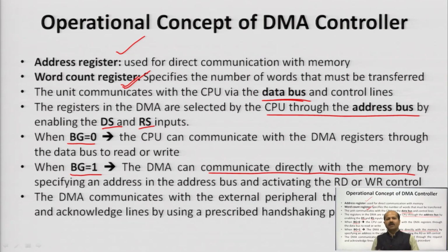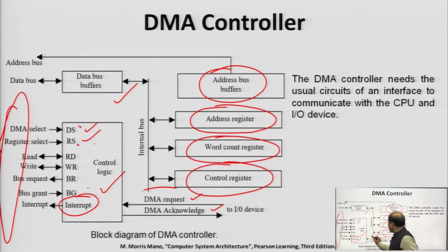So, buses are used by the DMA when the BG signal is 1, and the DMA communicates with the external peripheral through the request and acknowledgement lines. As you have seen, these two lines are basically used to communicate with the IO device. The DMA can communicate with the IO device using these two lines, DMA request and DMA acknowledge.